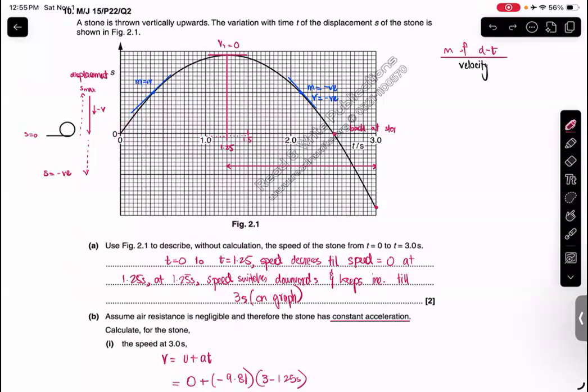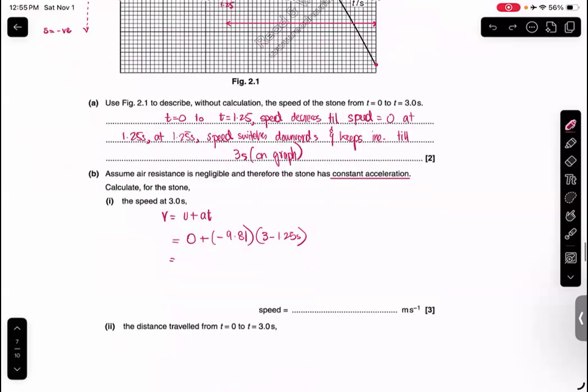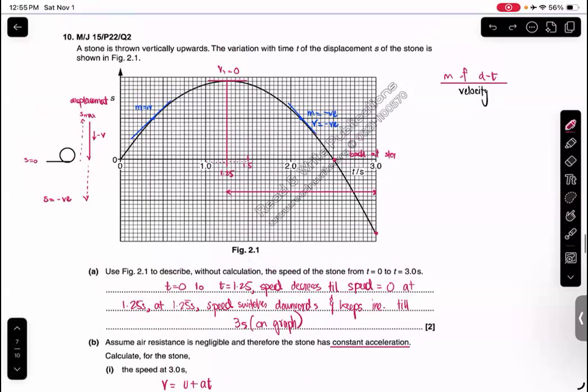So that's why we're taking this point, because we know that from the top, when u is equal to 0, we know the time taken for that journey. And we also know the initial velocity for this point. So if you want to use 3 over here, you can, but you will then have to change your initial velocity as well, right?